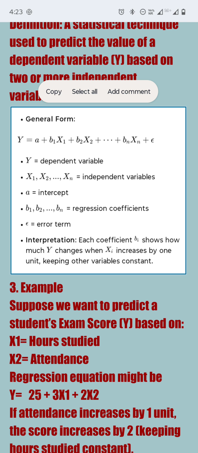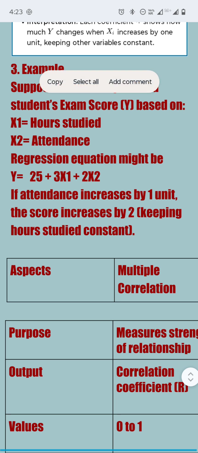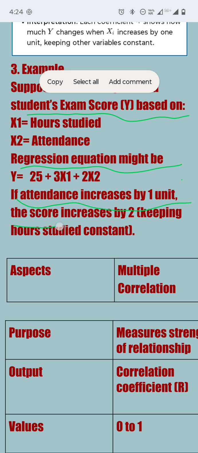The interpretation is, each coefficient bi shows how much y changes when xi increases by 1 unit, keeping other variables constant. Here is an example: students' exam score. The score is y, x1 is hours studied, and x2 is attendance. The regression equation might be 25 + 3x1 + 2x2. If attendance increases by 1 unit, then the score increases by 2 units.